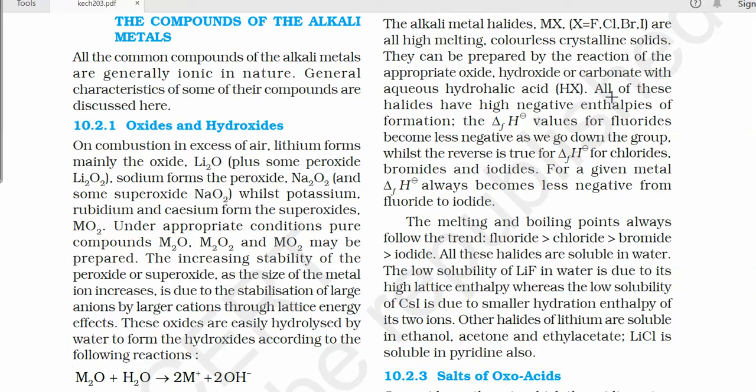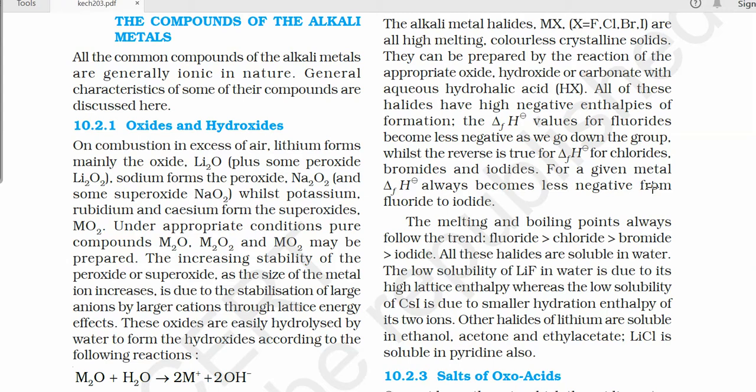All of these halides have high negative enthalpies of formation. The formation enthalpy of fluorides becomes less negative as we go down the group, whilst the reverse is true for the formation enthalpy of the chlorides, bromides, and iodides.